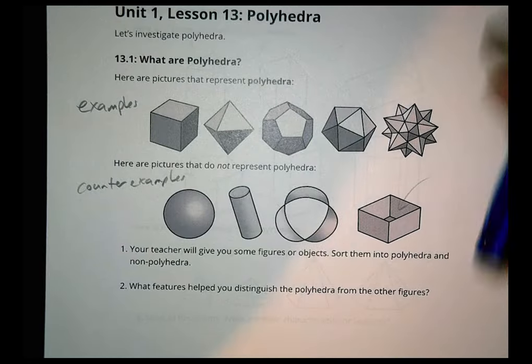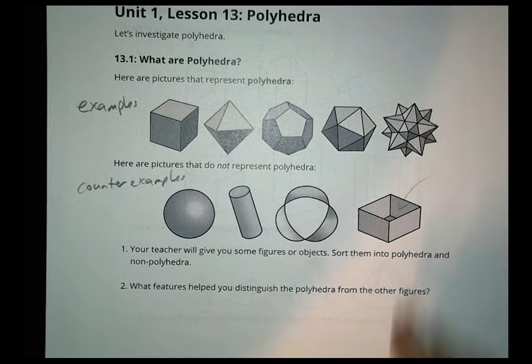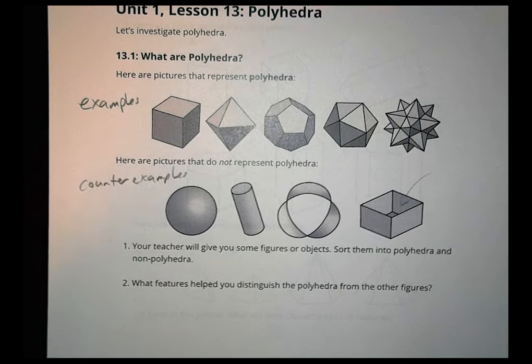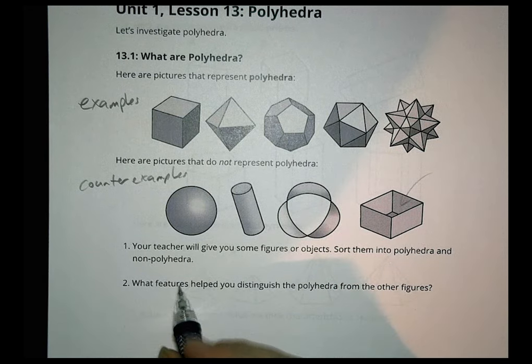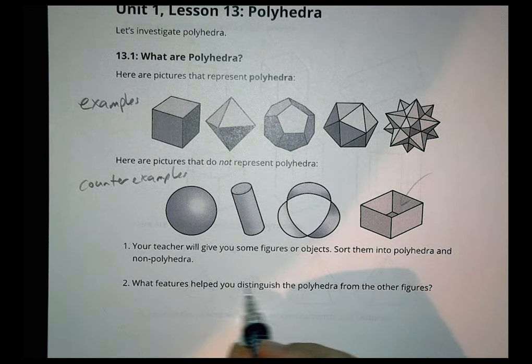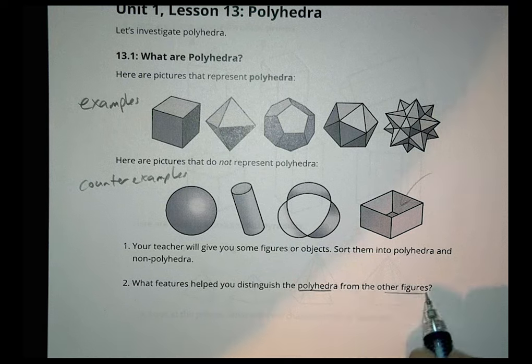Okay, and your teacher probably gave you some more to look at and just kind of sort through and notice the differences. And the idea is for you to say, what do you notice? What do you observe? What's happening here? And what are the features of a polyhedra? So really, number two is that question. What features help you distinguish polyhedra from other figures?